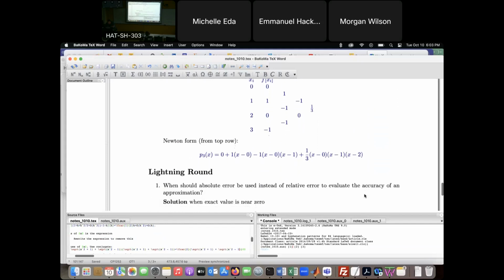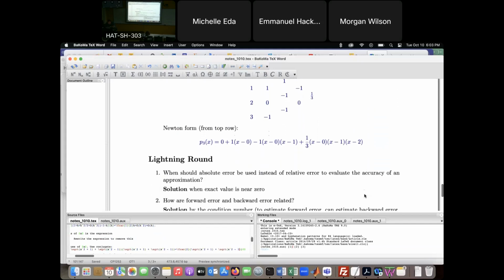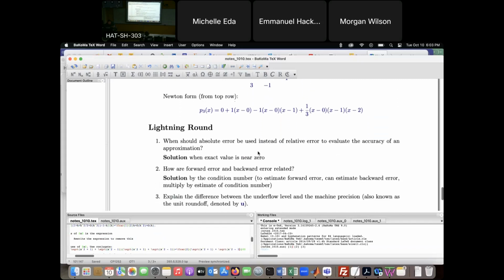Okay, lightning round. Some points were lost here, sometimes a fair number of points. When should absolute error be used instead of relative error? It's advisable to use absolute error when the exact value is very small, because relative error in that case can give a false impression of accuracy. Otherwise, relative error is more informative. How are backward and forward error related? The condition number is the ratio of the two. So if you can estimate the backward error and the condition number, you can use that to estimate the forward error.